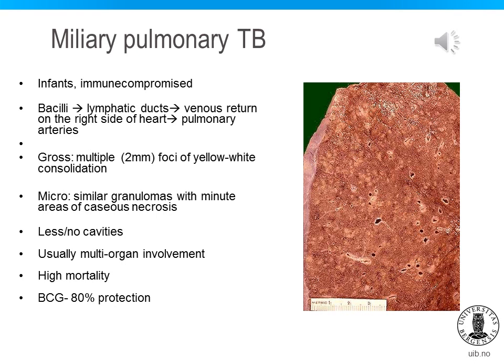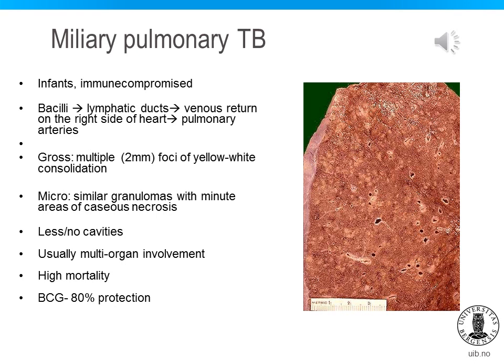Individual lesions are either microscopic or very small, up to 2 millimeter foci of yellow-white consolidation scattered through the lung parenchyma. It is called miliary because the lesions resemble millet seeds. Microscopically, the lesions show structure of granuloma with minute areas of caseous necrosis. Usually, there are no cavities or very few cavities, and many organs are involved.